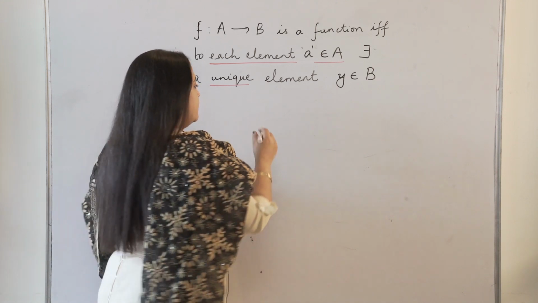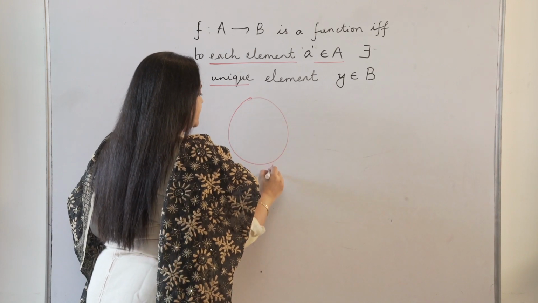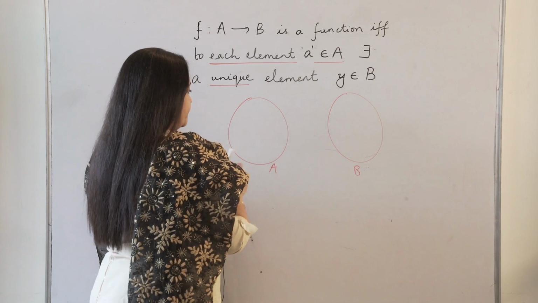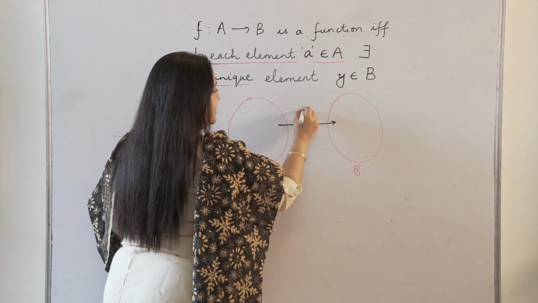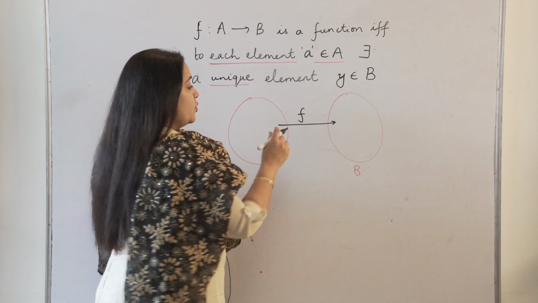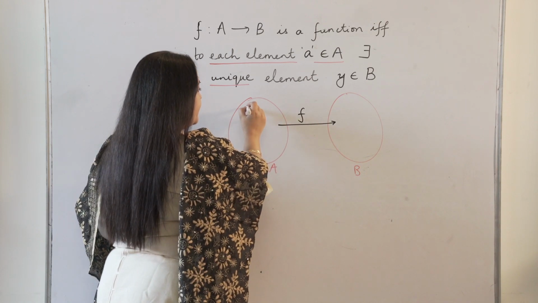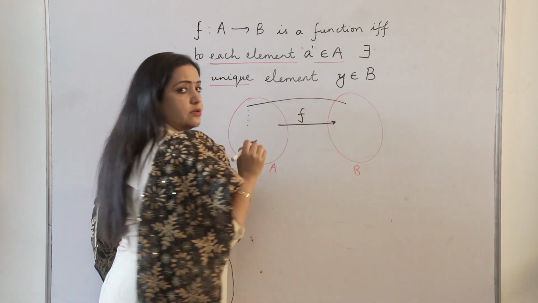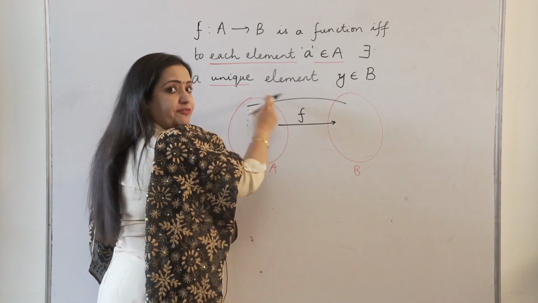Let's visualize it using a diagram. So if this is A and this is B, then a mapping between them is going to be called a function if and only if every element here has an answer. So you pick up an arbitrary element, it's going to have an answer. So there should not be any element that's left.